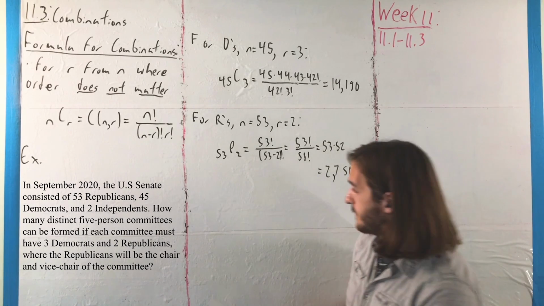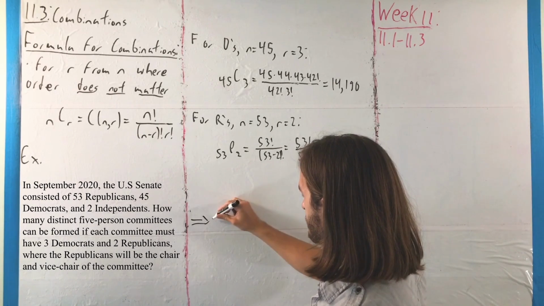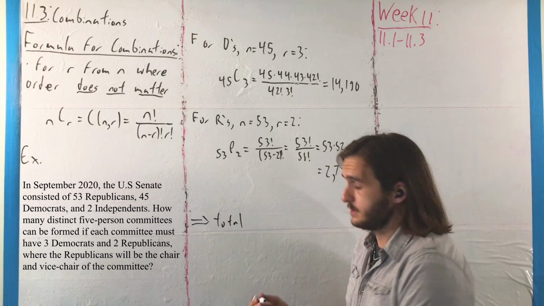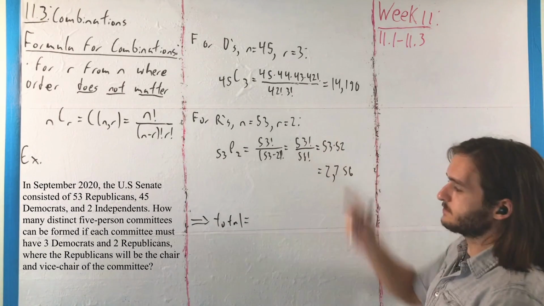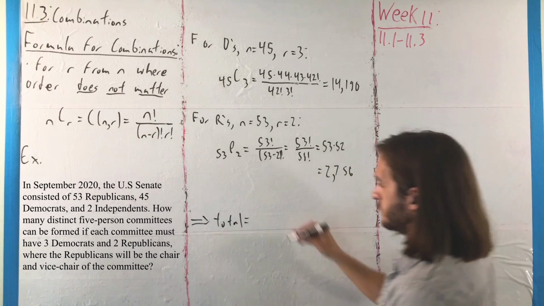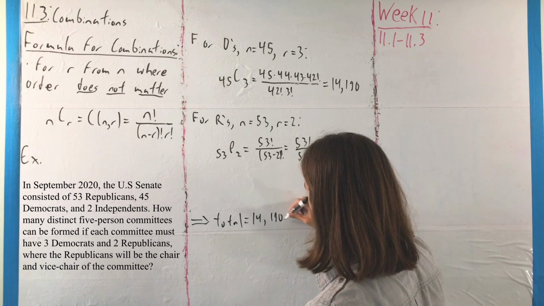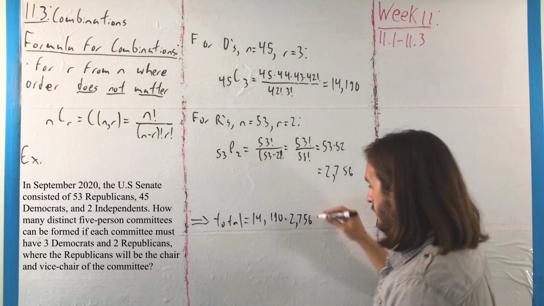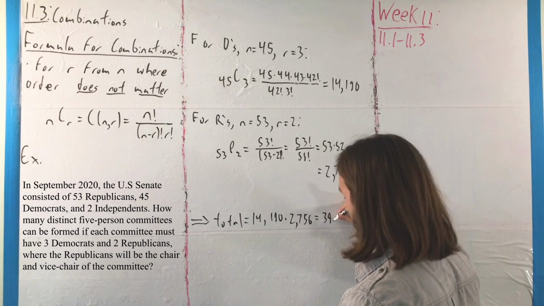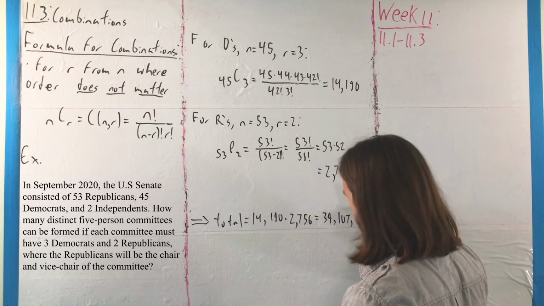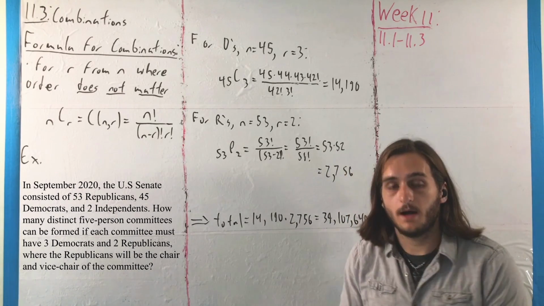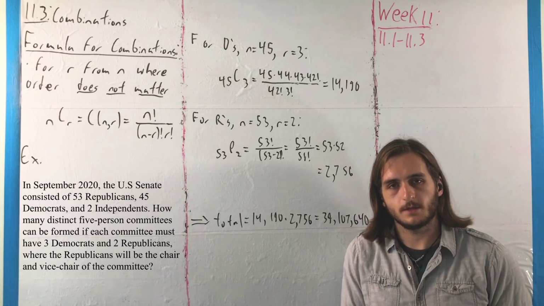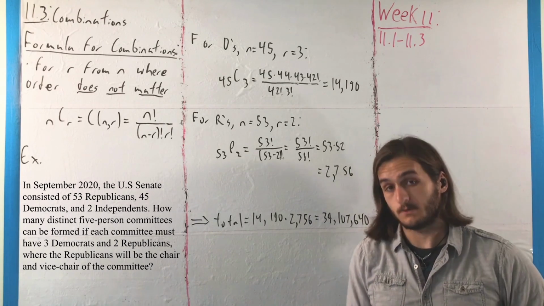But if we want a total number of options for this, all we would have to do is apply the fundamental counting principle. We have this number of options for our one group, 14,190, multiplied by the 2,756 for the second, which would give us a total number of 39,107,640 possible committees that could be created. Quite a lot. Quite a lot for the government to do. But that's what we got here. That's what we got for this week.